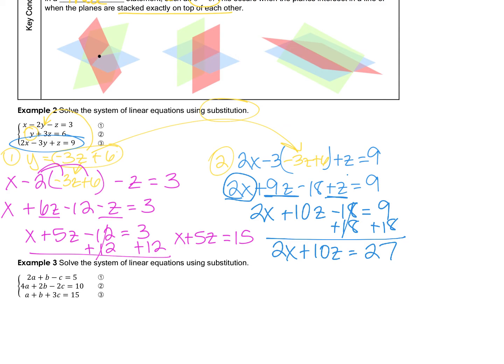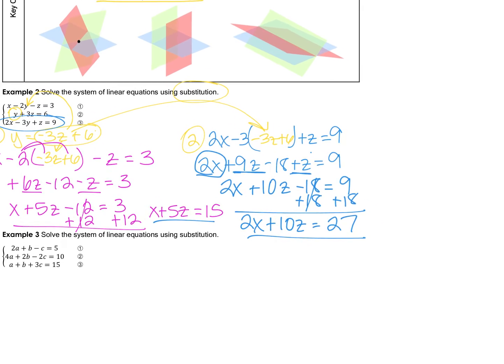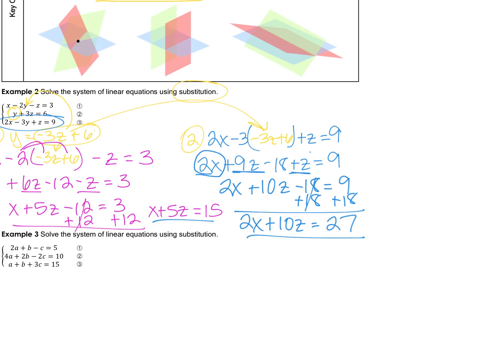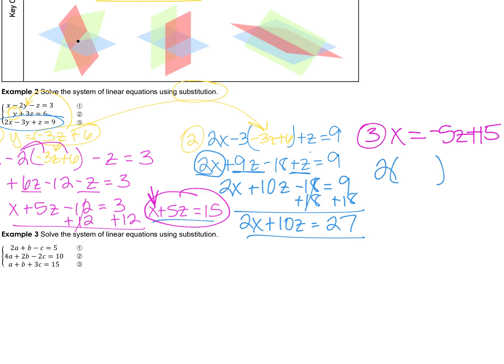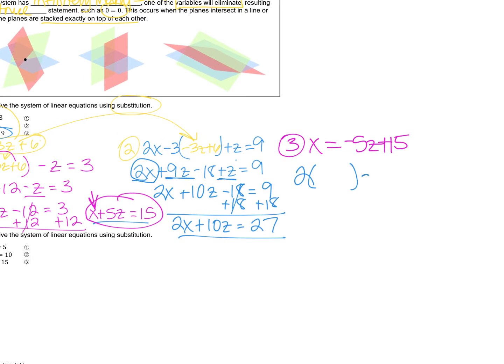Okay, so notice now I have 2 equations that both have only an x and a z. So I'm going to combine them by using substitution. Notice this pink equation here has a single variable. It makes it easier if you solve for a single variable. So I'm going to get x by itself. That's going to be negative 5z plus 15. I'm going to substitute it into my blue equation, so 2 in place of x, plus 10z equals 27.